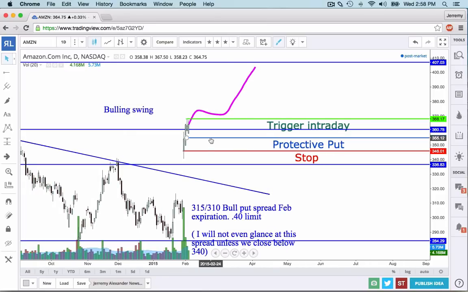And I have a protective put to mitigate my losses at 355.20 if we go below there, and I have a stop at 346.01 where I would exit my long position, continue to hold on to my protective put, and this is where I would exit my protective put at 336, hoping then at that point, boom, boom, boom. Hoping for that. Hoping it would be a retest of the gap.